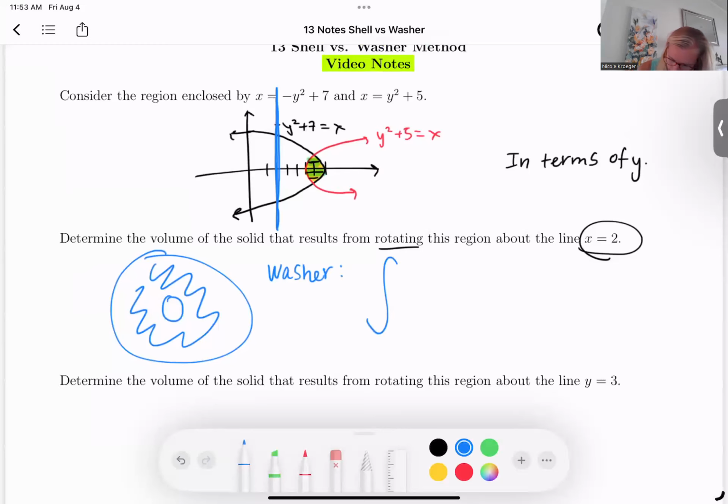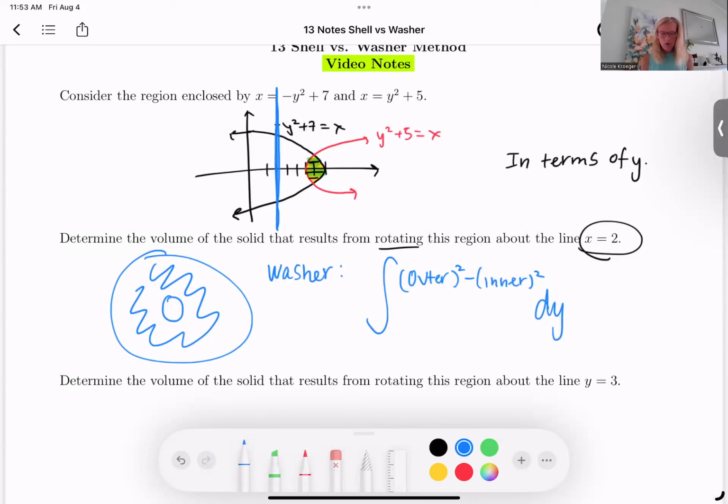And so remember, we're going to have things in terms of y. The washer method is going to have an inner radius squared, outer radius squared minus inner radius squared, to get these in the right direction.